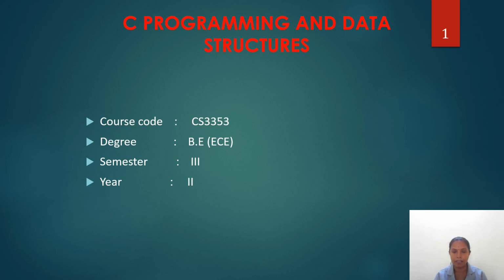I am Lakshmi. Now going to teach about C programming and data structure. The course code is CS3353 for the degree of BE ECE, third semester, second year. Now we're going to see the basics of C programming: the data types, variables, operators, and how the input and output functions work. All are covered in this session.